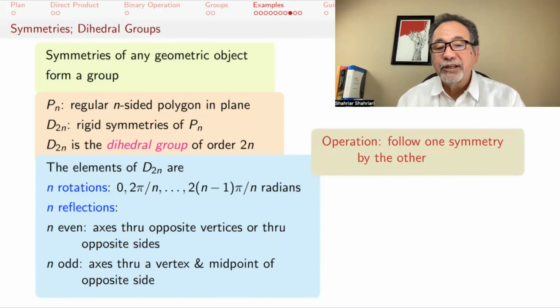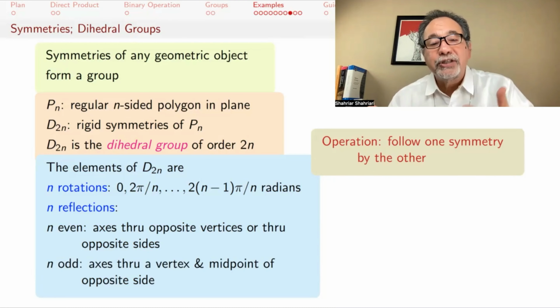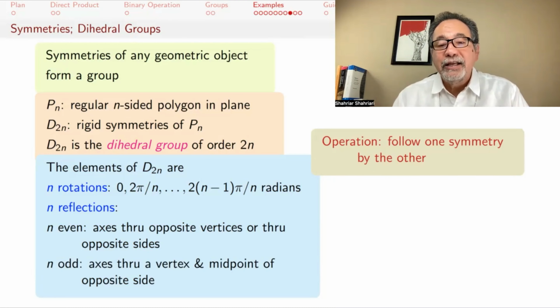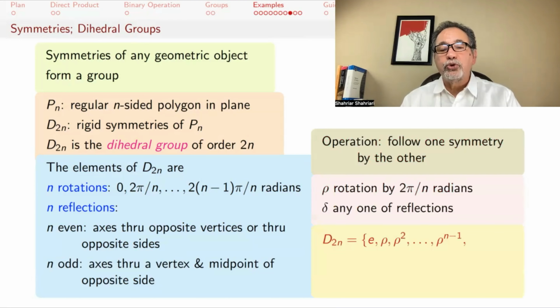What's the operation for symmetries? It is to follow one symmetry by the other. If you rotate and then reflect, after you do that, you get another symmetry. And whatever that is, that's the product of those two symmetries. If the rotation by 2 pi over n radians is called rho, and delta is any of the reflections, you can write down what the elements of D2n are.